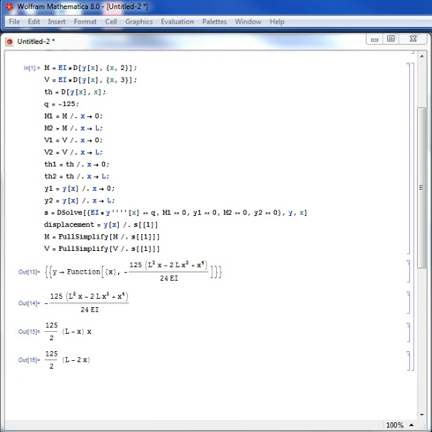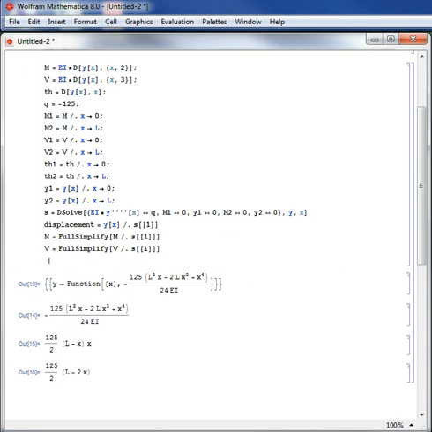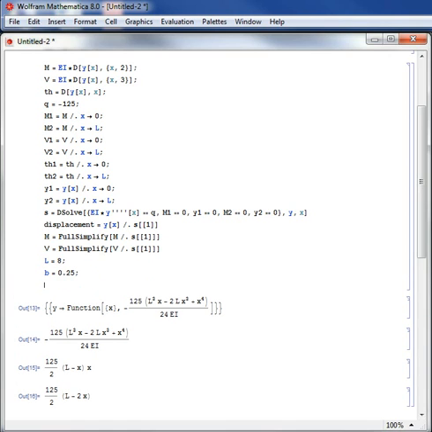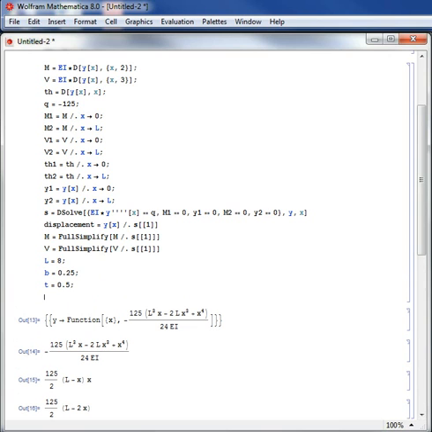And then the displacement. Then we need to input the other variables in the problem. The length is equal to 8 meters. The B is equal to 0.25 meter. The thickness of the beam is given as 0.5 meter. The moment of inertia is B multiplied by T to the power 3 divided by 12.